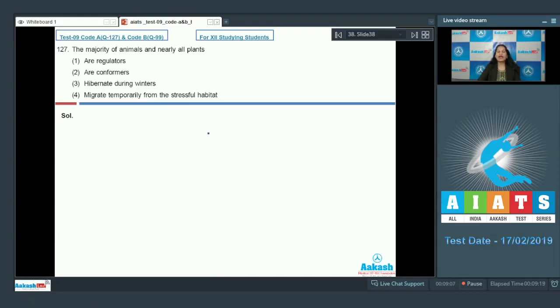Majority of animals and nearly all plants cannot maintain the constant internal environment. Hence, they are conformers. What about the regulators? The regulators can maintain constant environmental conditions in the body, but the majority of animals and plants are not regulators. So the correct option for the given question is option number 2. Let's move to the next question.